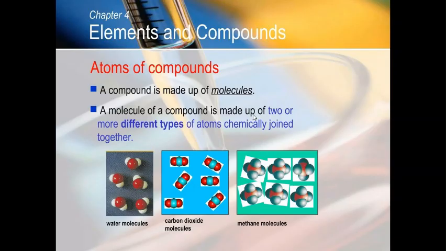What does that mean? Unlike a compound, which is made up of elements, a molecule of a compound is made up of two or more different types of atoms. Listen to that term, atoms. A molecule is made up of different types of atoms, while a compound is made up of different types of elements. So there's a differentiation between that.